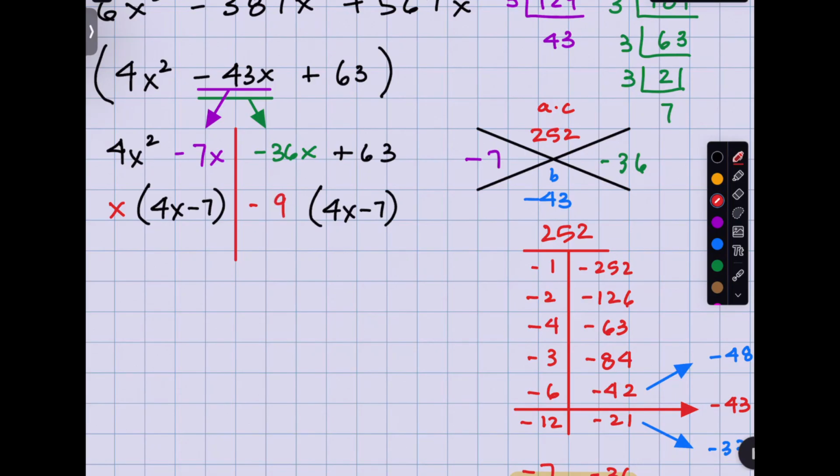9. So double check it. That gives me negative 36. Awesome. Does that give me a positive 63? Yes. Awesome. I got it. Now I got 4x minus 7 and x minus 9.